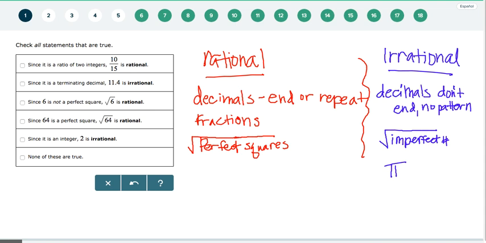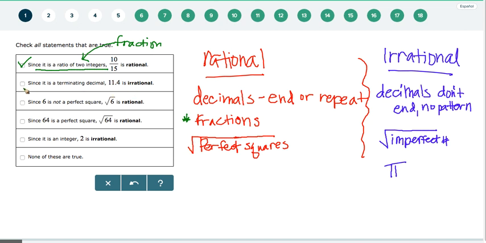Okay, so let's take a look at what we have for our options. So the first place to look is, let's focus on this explanation here. Since it is a ratio of two integers, 10 over 15 is rational. Okay, a ratio of two integers is basically saying fraction. So since this is a fraction, it is rational. Well, fractions are rational, so yes, this is correct. Actually, let me put a check mark. Yes.